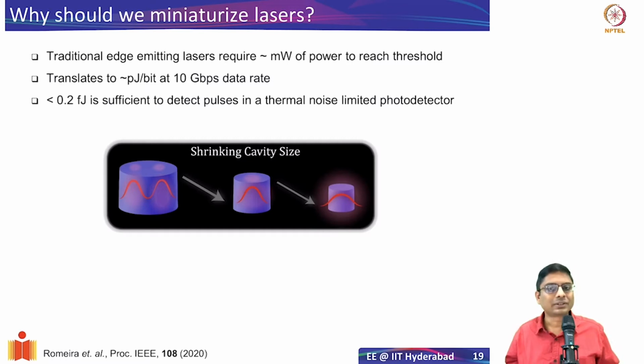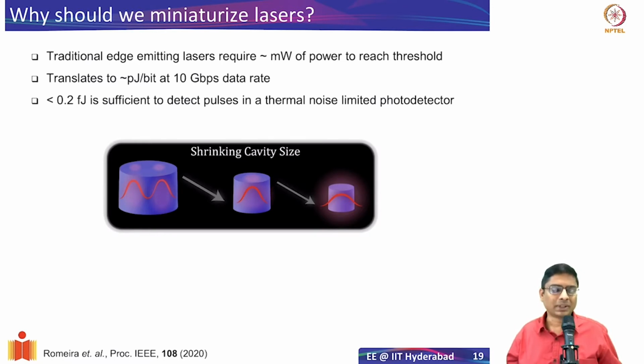And if you look at that sort of a threshold, and let's say you want to transmit 10 gigabits per second data rate, it'll roughly translate to about picojoules per bit. So since the laser threshold is high, there's nothing you can do about it. You have to expend that much energy to even just generate and transmit the data, right? Even if you have a perfect interconnect, you would still have to expend that much energy because just the threshold is high, all right?